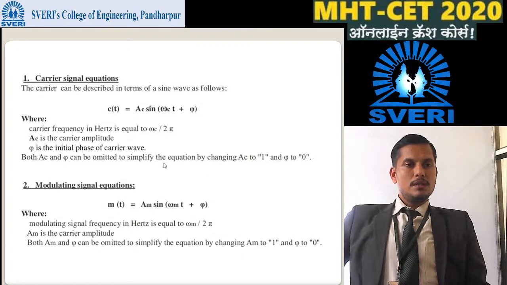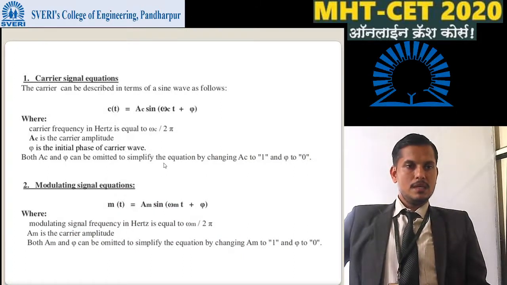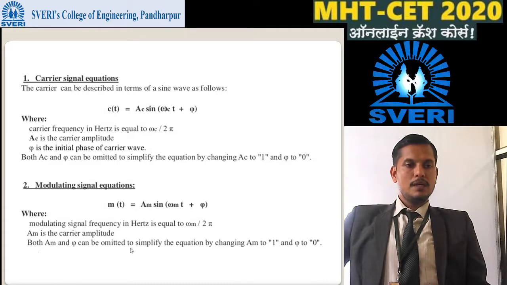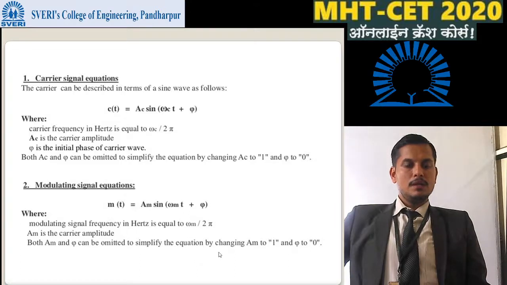Next are the carrier signal equations. The carrier can be described in terms of a sine wave as follows, the equation we have just observed. The modulating signal equation we can write as m(t) = Am sin(wm t + phi), where the modulating signal frequency in hertz is wm upon 2 pi, and Am is the carrier amplitude. Both Am and phi can be omitted to simplify the equation by changing Am to 1 or phi to 0.